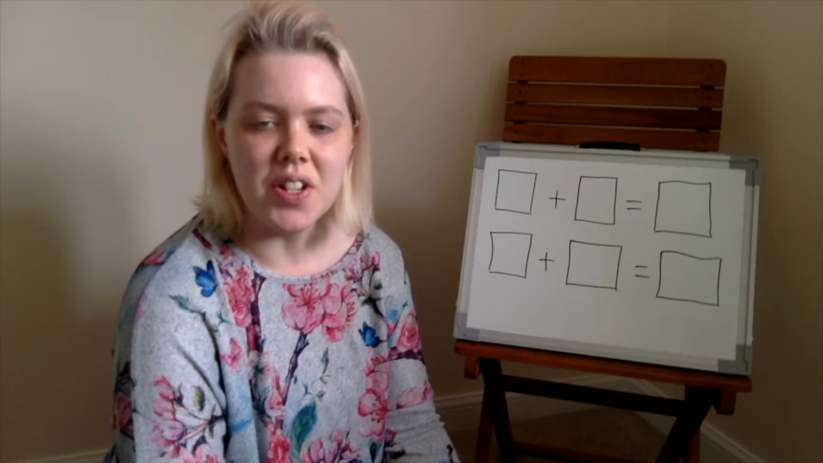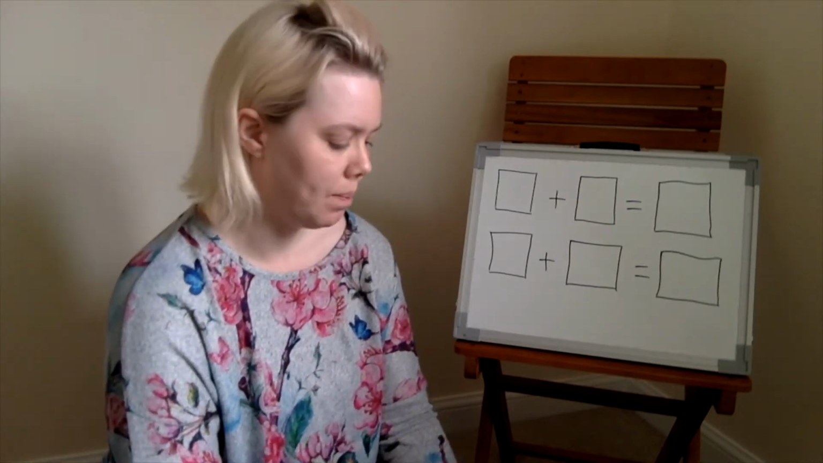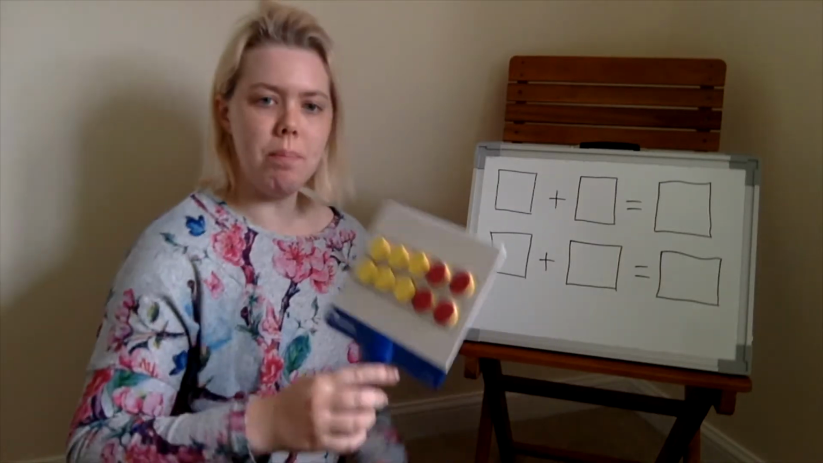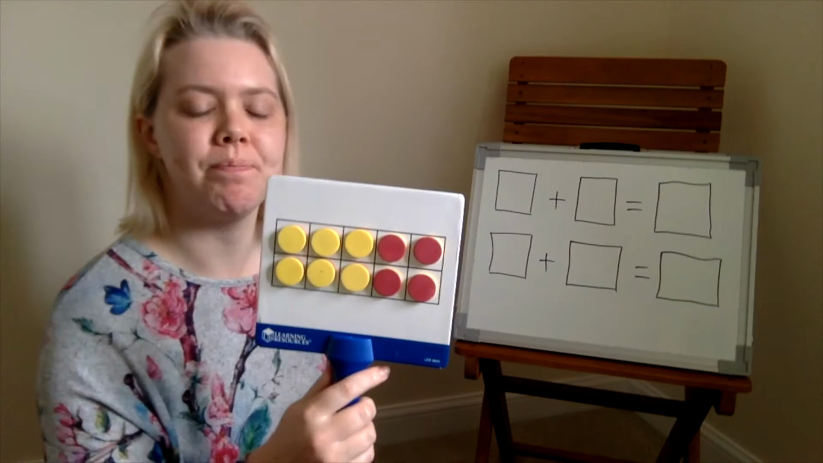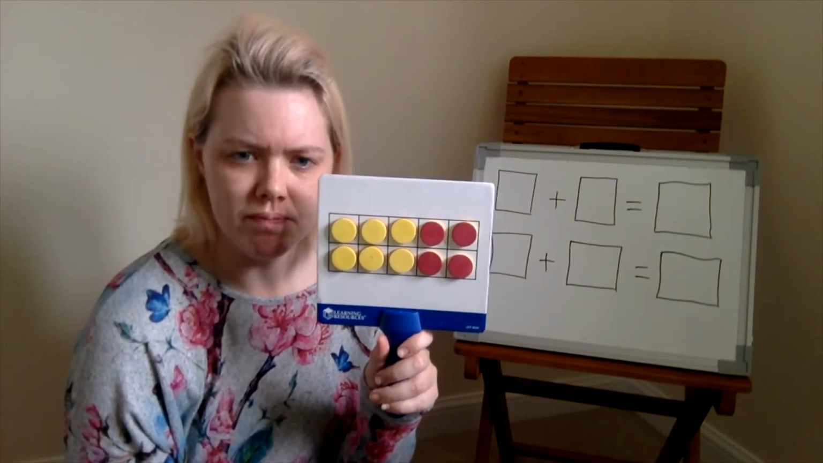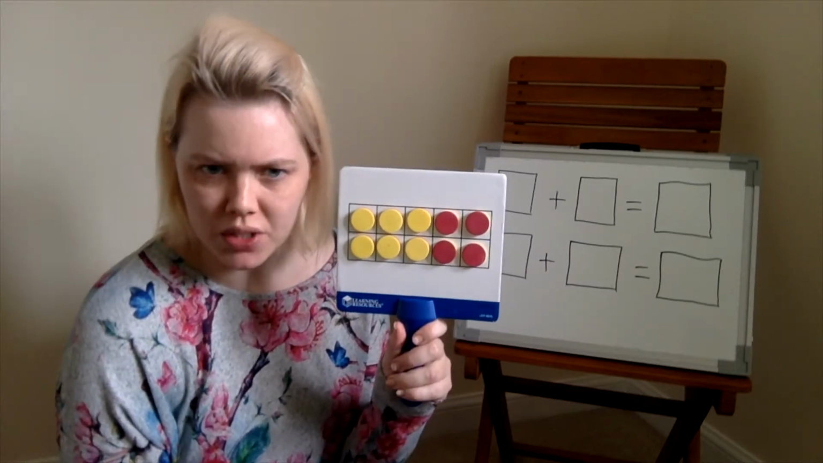So our next lesson is all about knowing our number bonds and making them. So I've already got a problem shown on my 10 frame. I've got two sets of colours on my 10 frame. That means I've got two different numbers on my 10 frame.